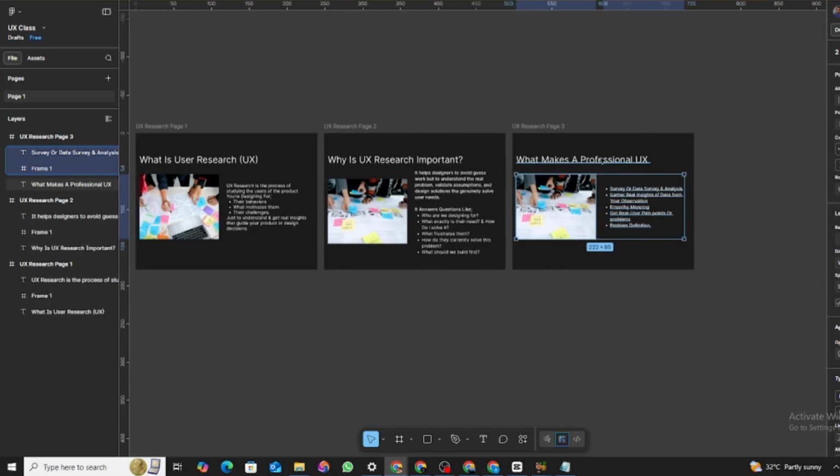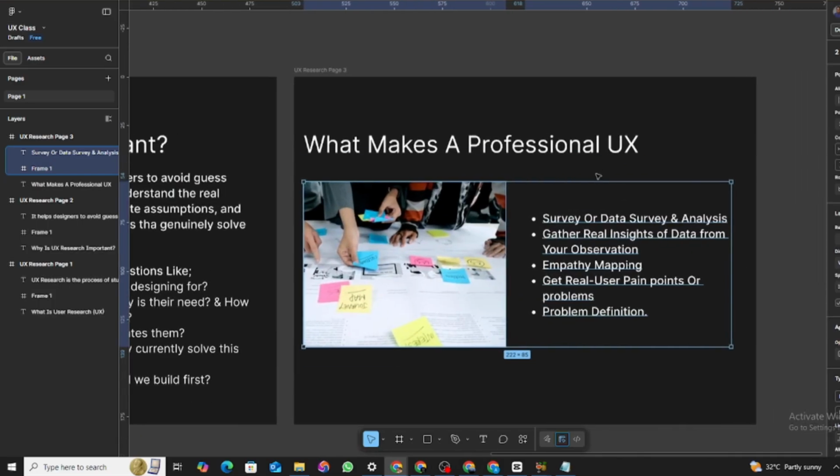So what makes a professional UX research? What makes a professional UX research is survey or data survey and analysis. If you do a proper data survey and analysis, it will help you to gather real insights of data from your observation. It helps you do empathy mapping, and it also helps you to get real user pain points or problems from your users, and then it helps you define the problem, which we call problem definition.